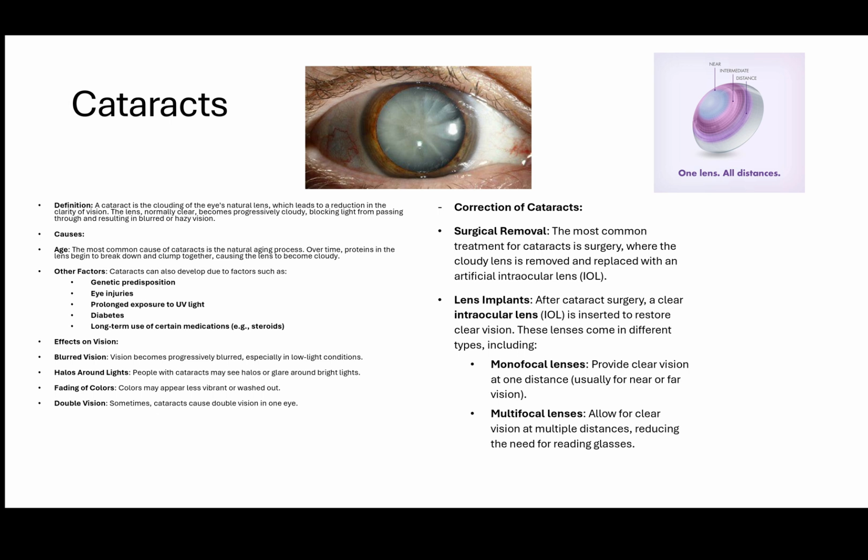For cataracts now, cataracts really speak to the fact that there's clouding on the natural lens of the eye, which leads to a reduction in vision. It blocks light from entering the eye. Nothing is necessarily wrong with the lens per se, but there's clouding on the lens itself. Aging is usually a common cause of cataracts. As you get older, proteins may break down and clump together and create this cloudy filament.